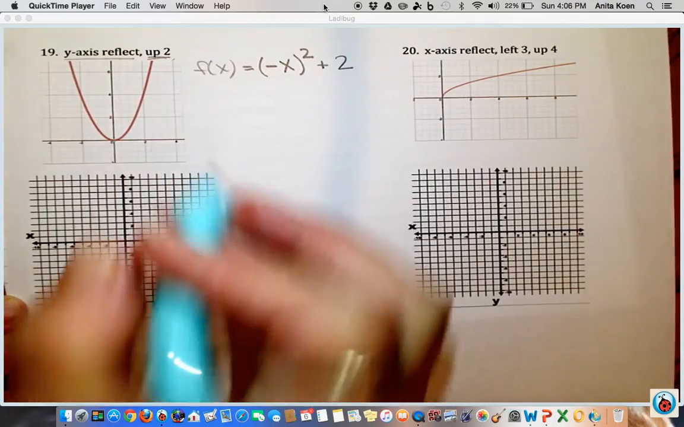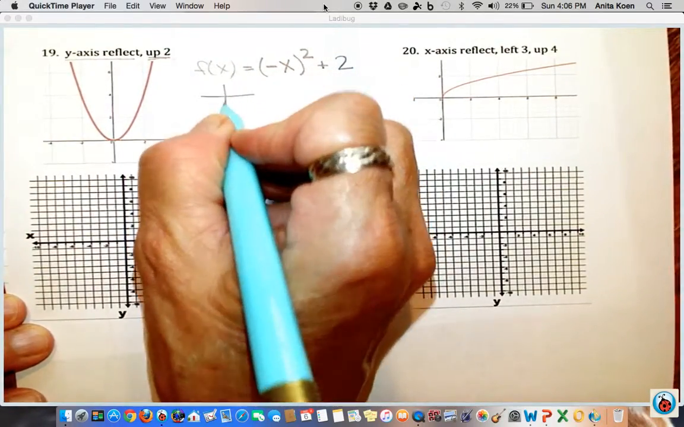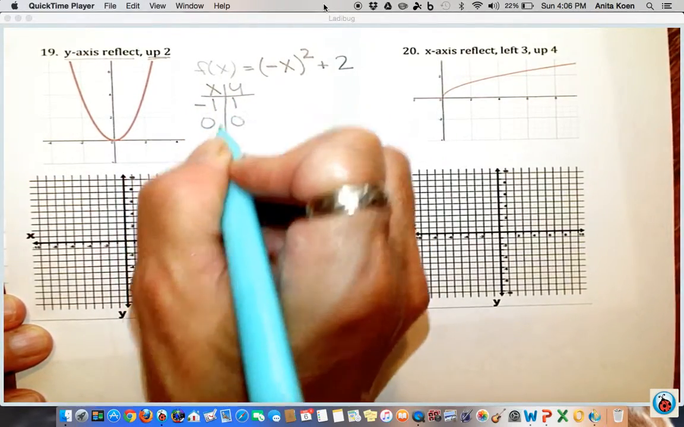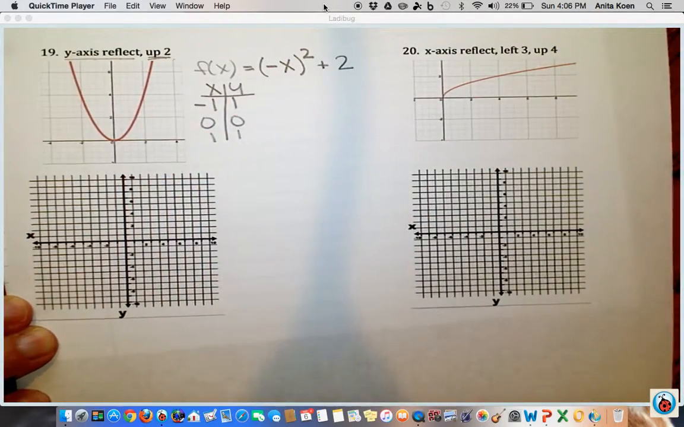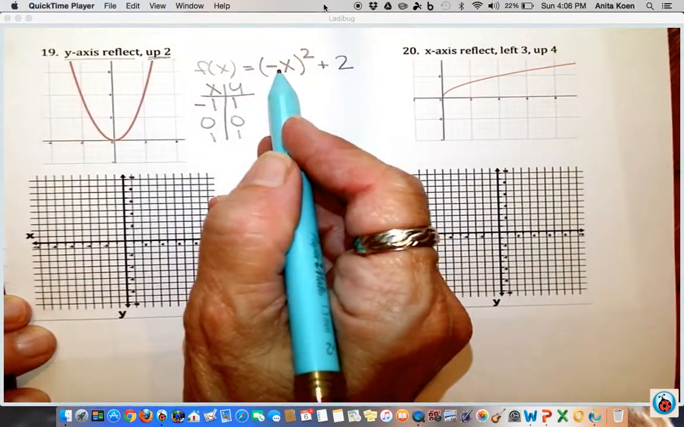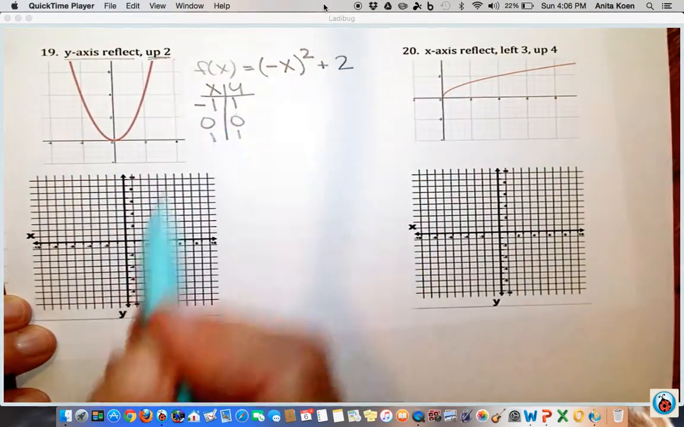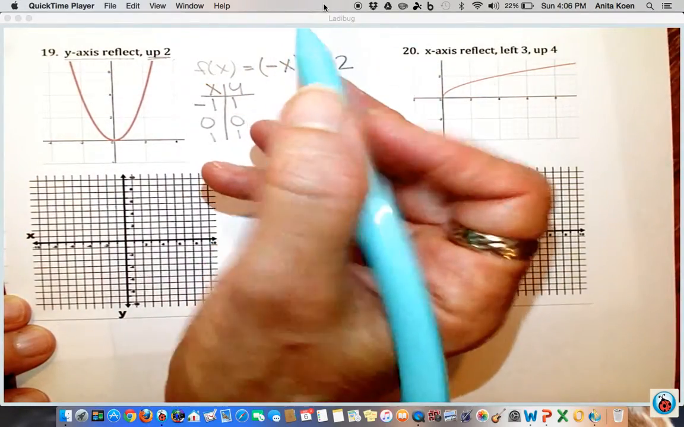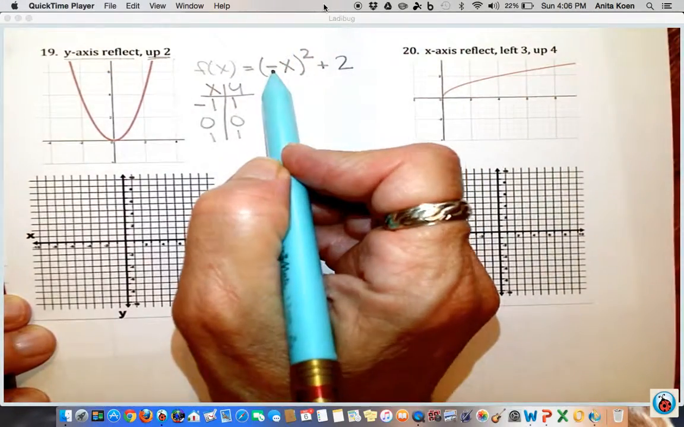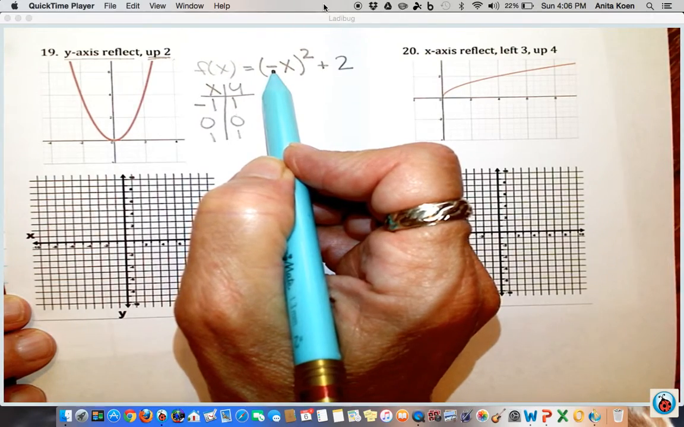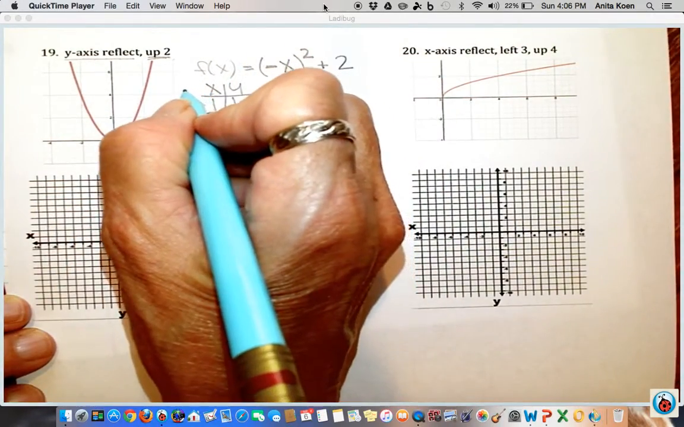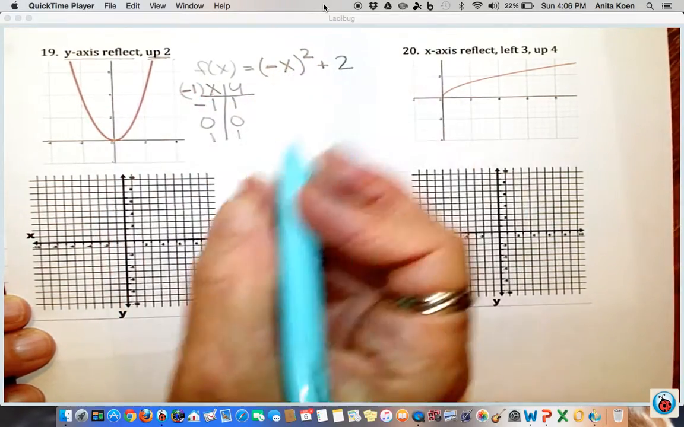So there's the equation. The parent function table for the quadratic is negative 1, 1, 0, 0, 1, 1. And now what we have to do is do these transformations to this table to get my graph. So a y-axis reflection, that is a reflection that is horizontal on the inside. It affects the x's. So I'm going to multiply these x's by negative 1.